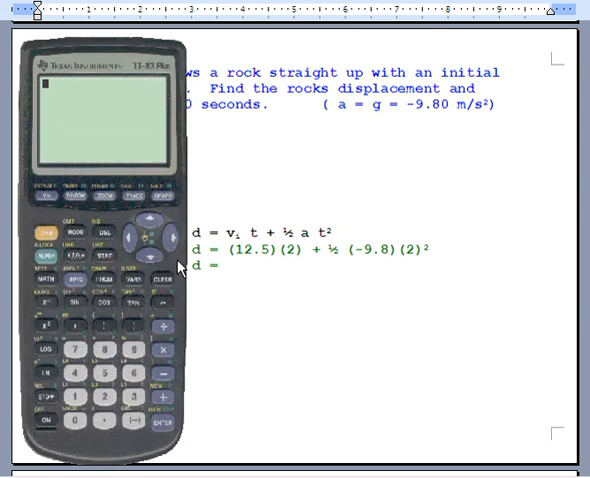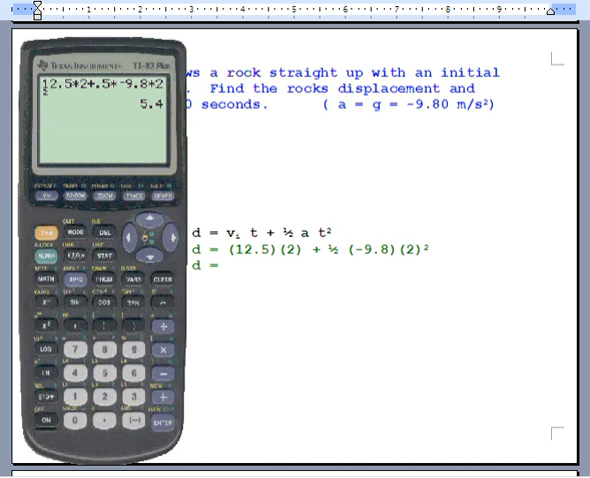This is what I would do. One shot. You don't need any special brackets. It'll work out nicely. 12.5 times 2 plus 0.5 times negative 9.8 times 2 squared. Again, no brackets. The calculator is going to do the multiplication first, which is what we want. Boom. There it is, 5.4 meters.